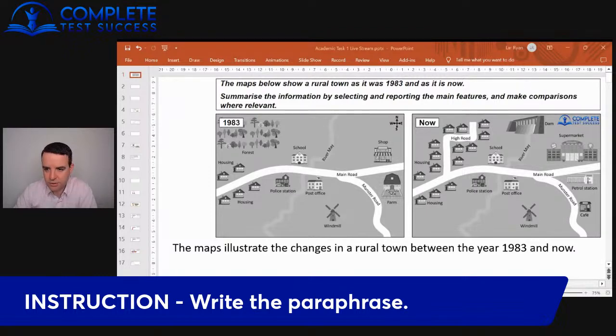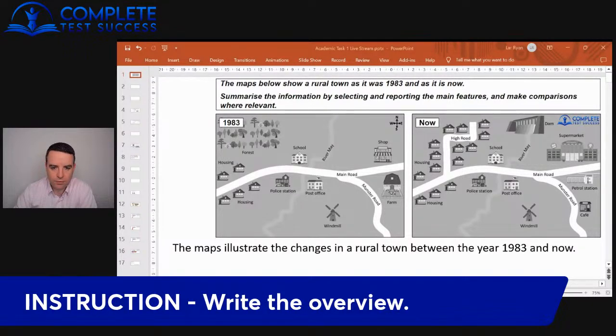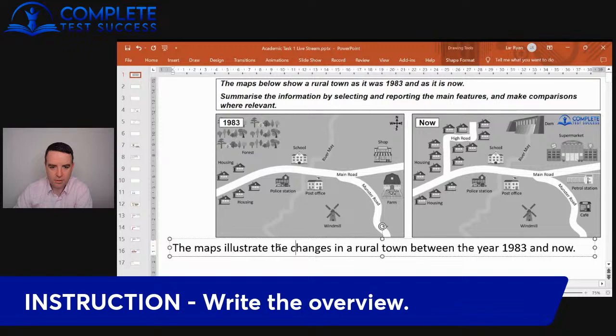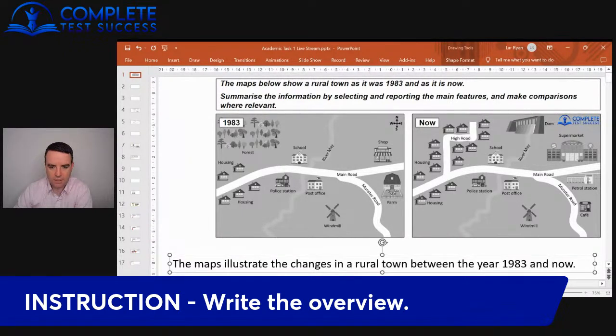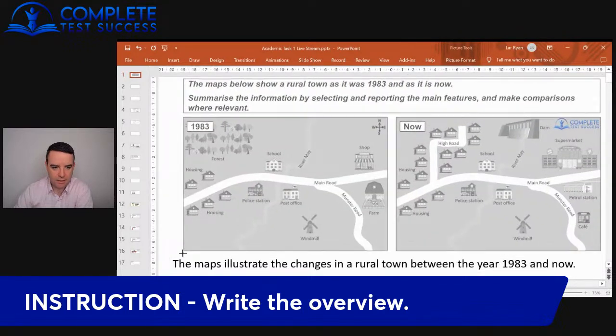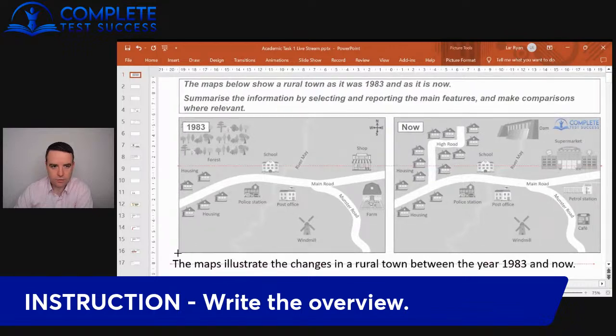Thank you, Chung. So once we've written the paraphrase, we need to write the overview. Now, instead of giving you a lot of advice and support with that, I would prefer to let you guys make your own mistakes. So I'm just going to let you write the overview first. And then with whatever mistakes I find, I will be able to explain how to improve your scores.